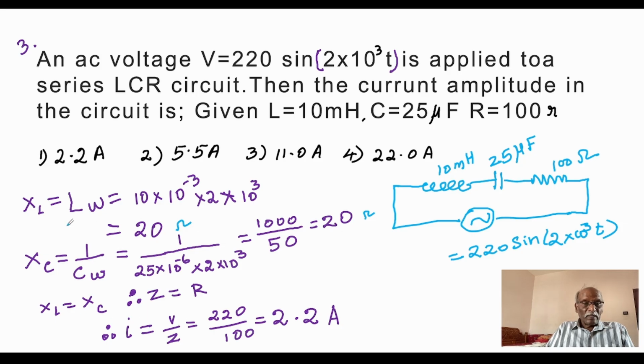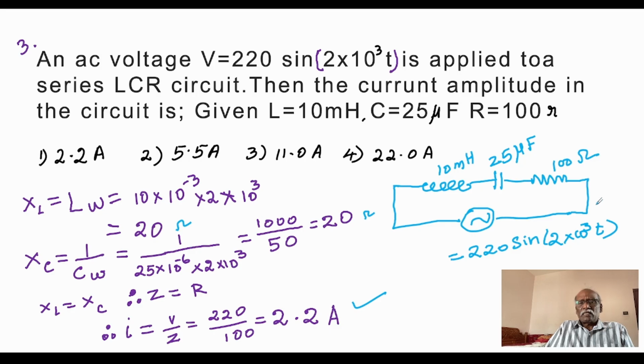Here XL and XC are equal. Hence, the impedance Z is equal to only the R. They cancel and we get only R, the total resistance. Then I is equal to V by R, or V by Z. V is 220 volt, R is 100. 220 by 100 is 2.2 ampere. It is very simple.